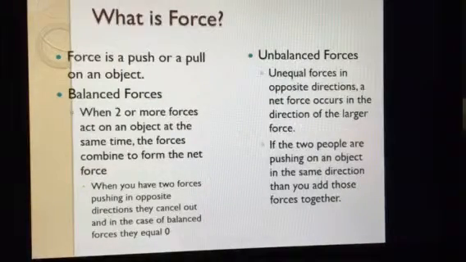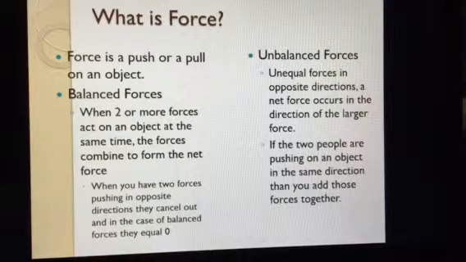So let's start with a force. A force is simply a push or a pull on an object. Like you take your textbook and you push it across your desk, you're going to see that move. That would be a push on that object. You can pull it back. Gravity's pulling you towards the surface of the earth.